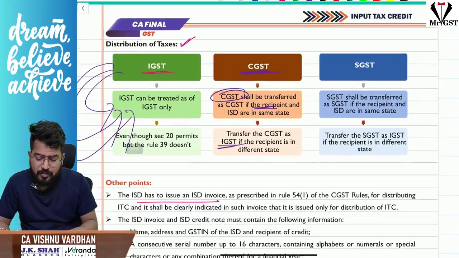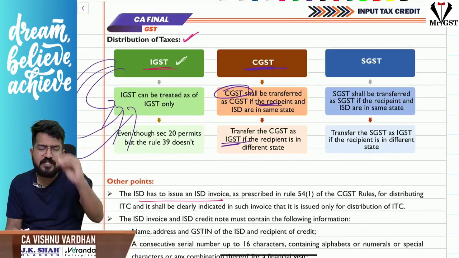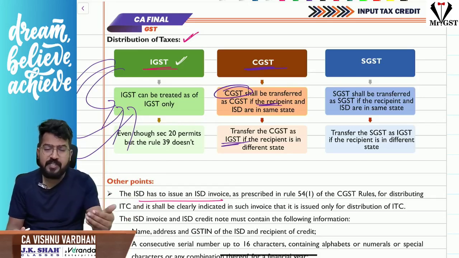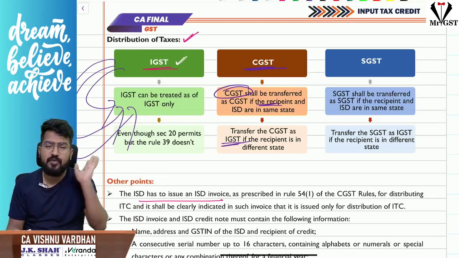And how do we distribute the credit? See, when you are distributing the credit, please understand, if the input service distributor is having IGST credit with him, he can transfer IGST credit only as IGST, not anything else. Even though section 20 is permitting that, rule 39 doesn't permit. So simply understand, IGST can be transferred only as IGST.